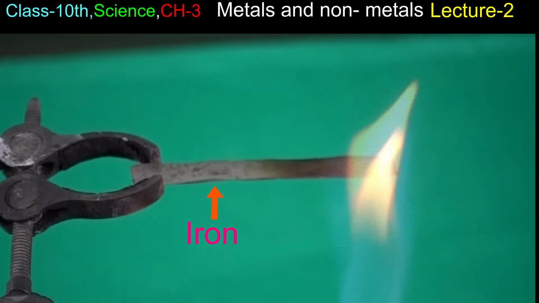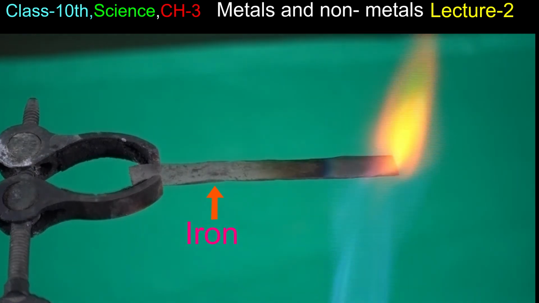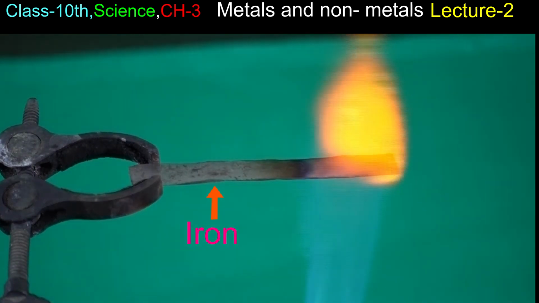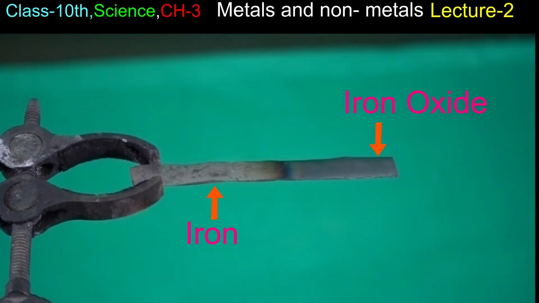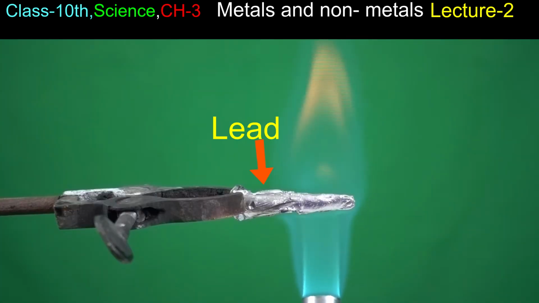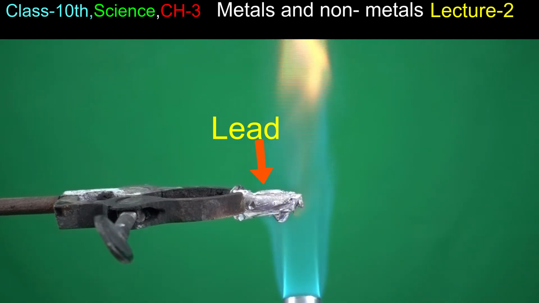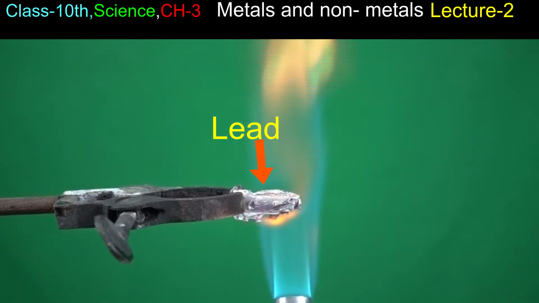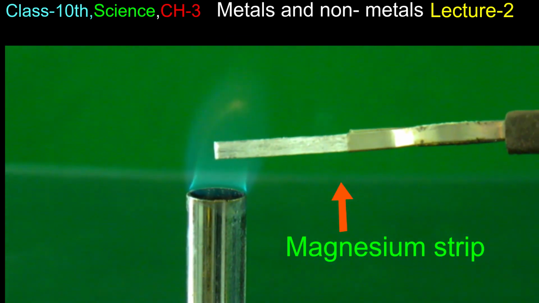Next, I try to burn this iron. This is an iron piece. On heating, its surface turns brown. This is iron oxide formed. Iron also doesn't burn, and this iron oxide is also insoluble in water. Next, this is a lead piece. Lead is a metal, and on putting this piece in the flame, it also melts down with the formation of a layer of the oxide. Next, I take this magnesium piece.